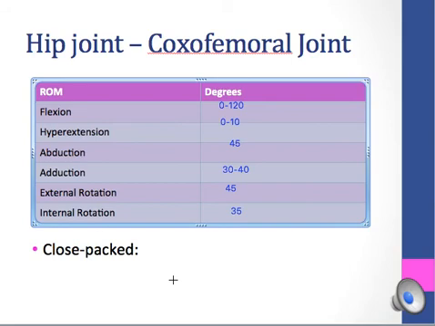So closed packed position. So this is when there's the most tension and congruency occurring at the hip. It would be full extension, full internal rotation, and full abduction. So that's when, if you do that with your hands, so if we make our cup of our acetabulum and we do extension, internal rotation, and abduction, we're going to understand that that really jams that femoral head into the socket.